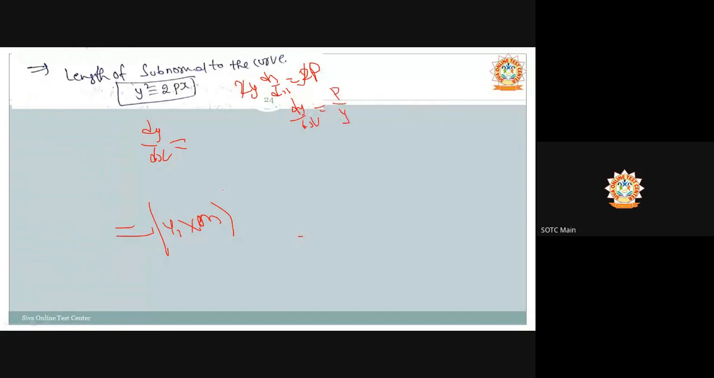Right? So now here length of subnormal will come mod of y1 into m. Now this y1 will be just treated as y only because they haven't given any point. y into what is this m, that is p by y. So this y will get cancelled. Your answer is p. So that is your length of subnormal. Clear? Yes, sir.